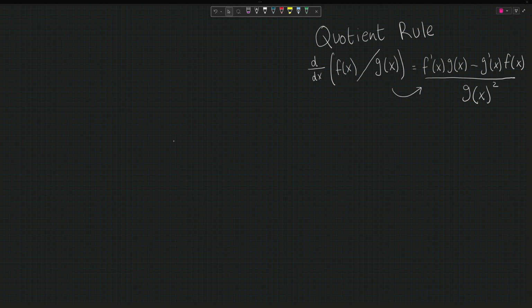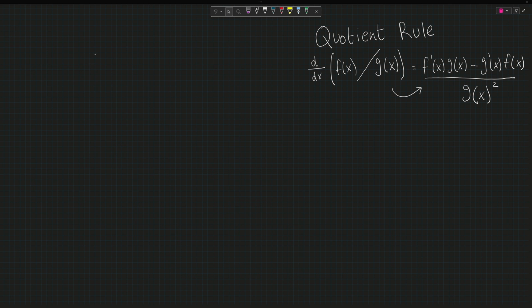Okay, so we're doing quotient rule now. What this is basically when you do the derivative with respect to x of f of x divided by g of x, you do f prime of x times g of x minus g prime of x times f of x, divided by g of x squared, or whatever is in the denominator squared. Okay, in other words, you can say the derivative of the top times the bottom minus the derivative of the bottom times the top, all over the bottom squared.